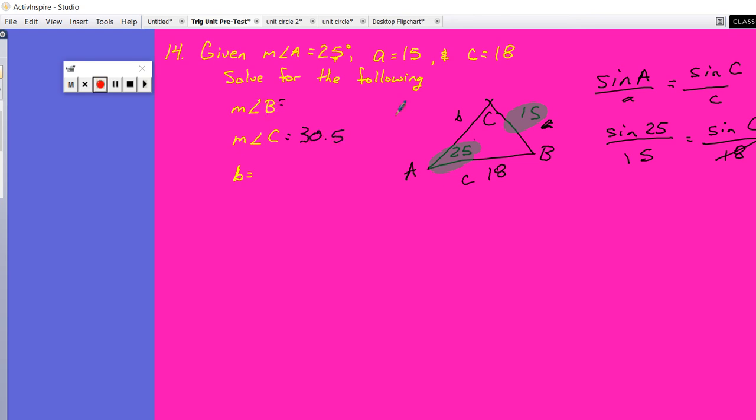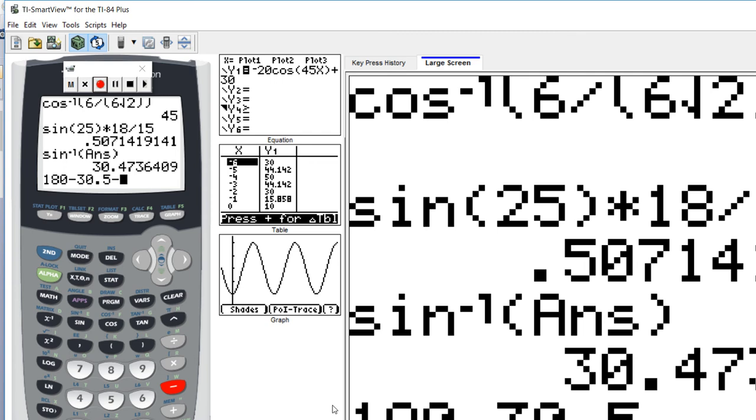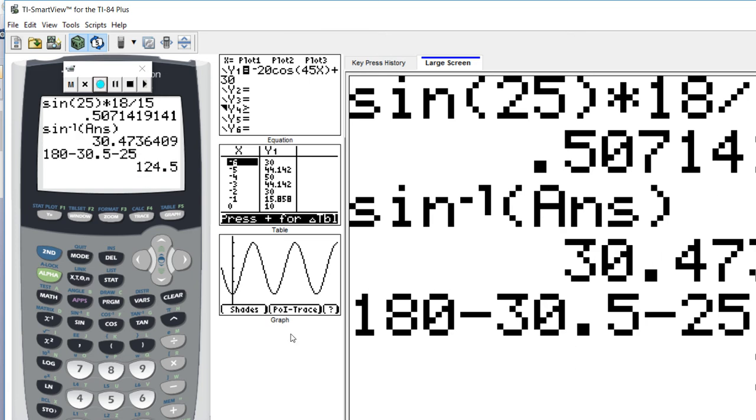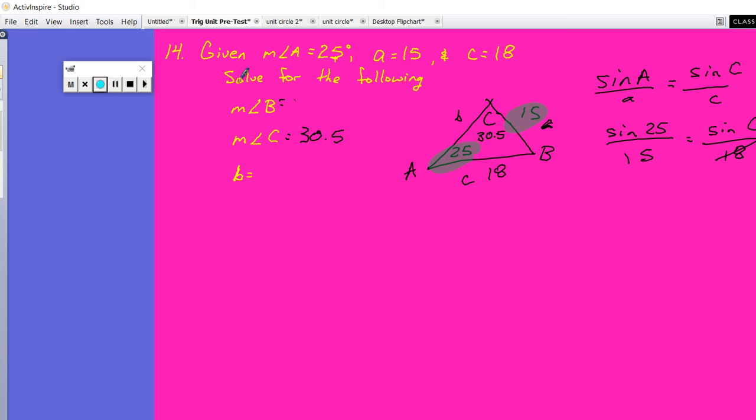Once I know two angles, a triangle has 180, so I can go 180 minus those two. So that's what I started to do, 180 minus 30.5 minus 25. Enter. 124.5. So my unknown angle is 124.5.